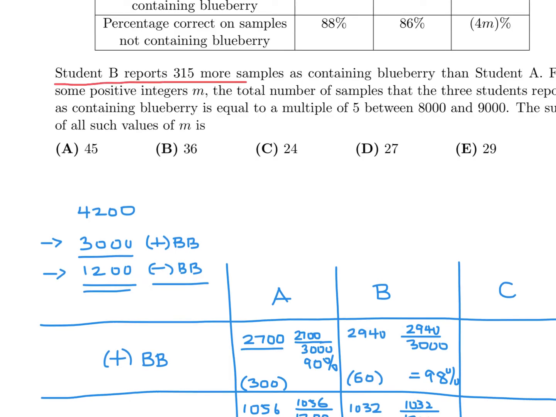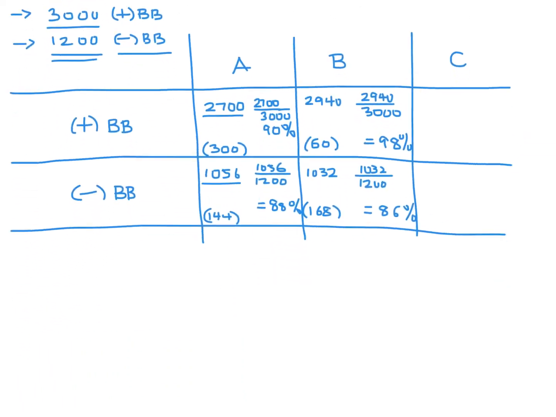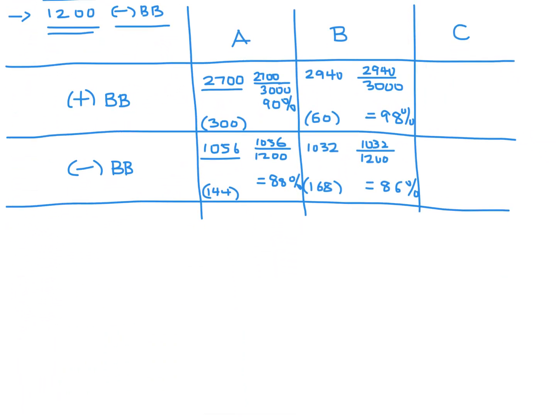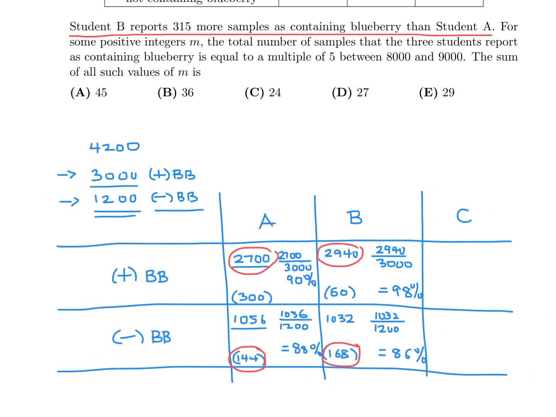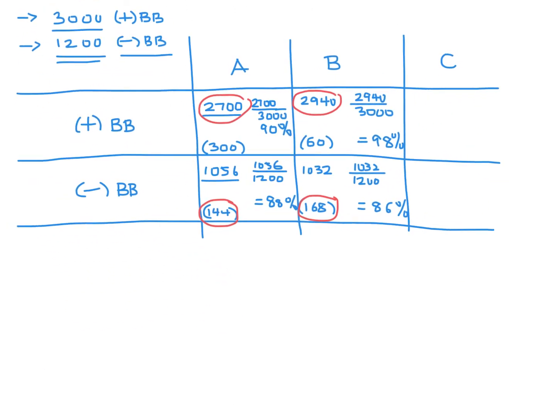Student B reports 315 more samples as containing blueberry than student A. So what does that mean? That means, which numbers do we have to look at to make that comparison? We have to look at this one and this one. And then compare it to this one and this one. Let's read that again. Student B reports 315 more samples as containing blueberry than student A. What I circled are the samples that she tested and said these contain blueberry, regardless of whether she's correct or not. So let's see if our math works out.